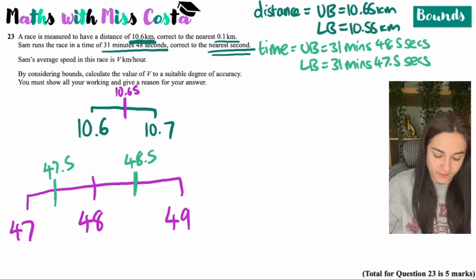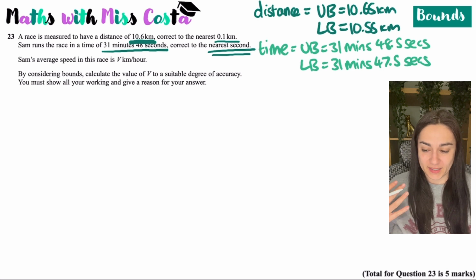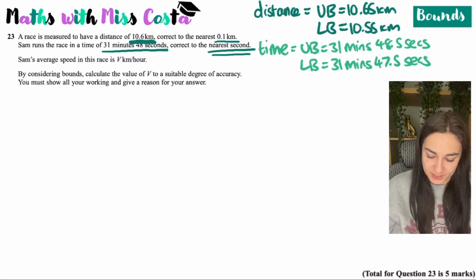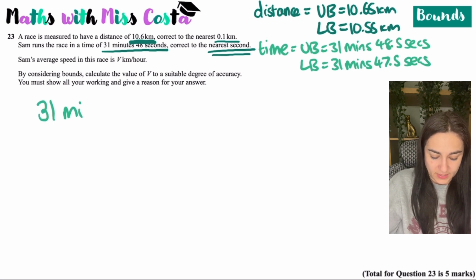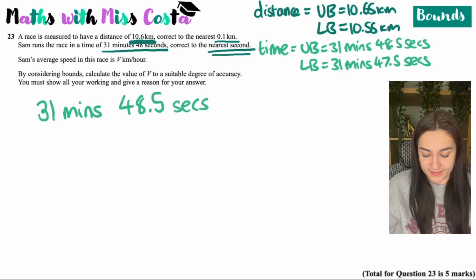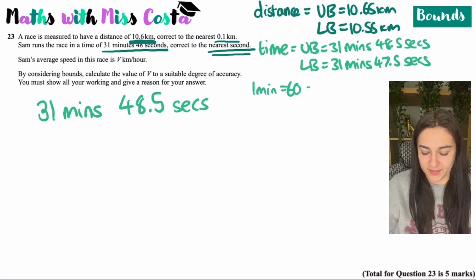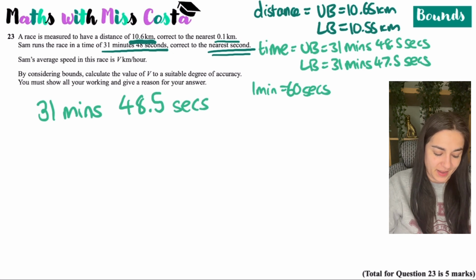Now, generally when we're working with time, we want to write it in terms of an hour, because speed is generally calculated in kilometers or miles per hour. So what we're going to need to do is convert my time into hours. So let's think about how we can do this. Well, first of all, I'm going to need to convert minutes and seconds into a constant unit. So I could convert the minutes into seconds. So 31, remember, I'm sure you know this, but just for reference, 1 minute is 60 seconds.